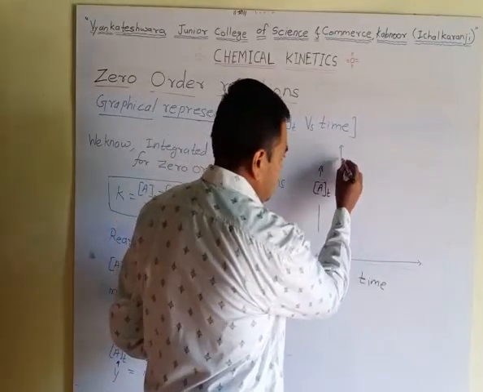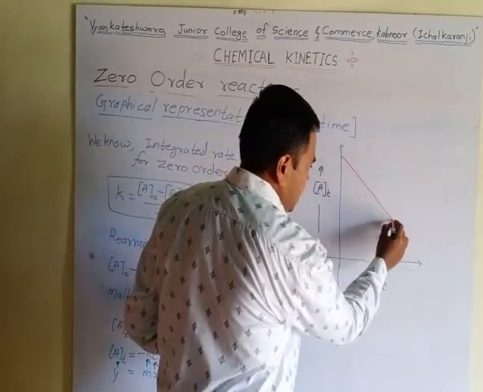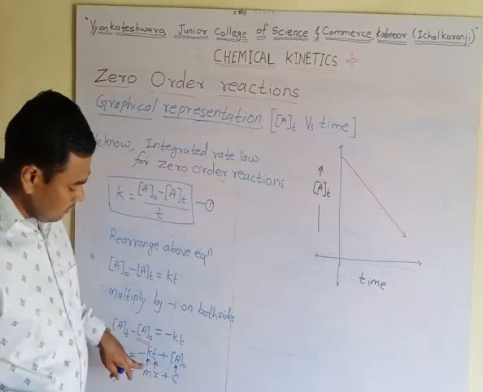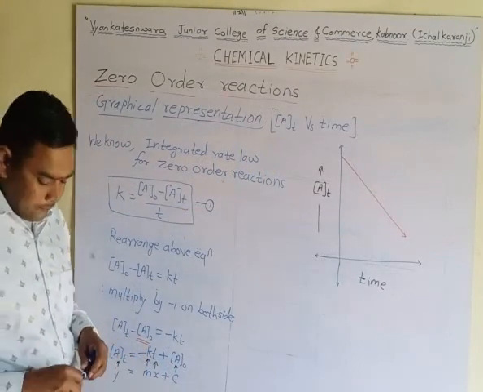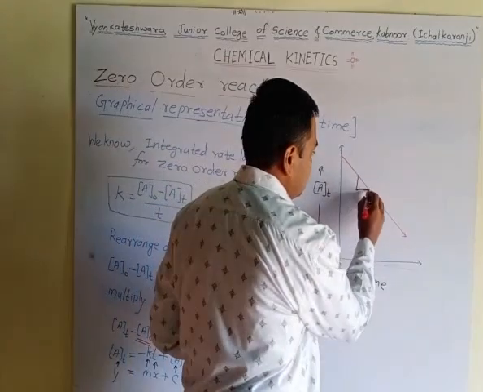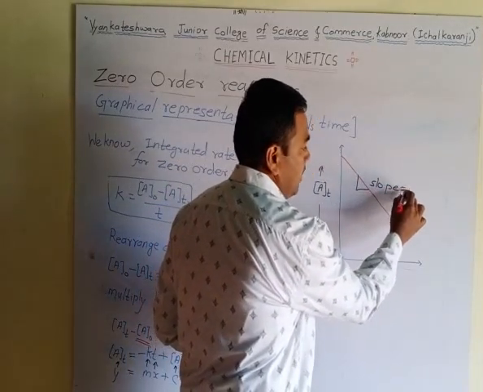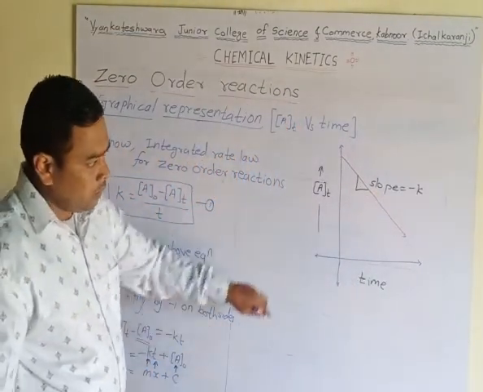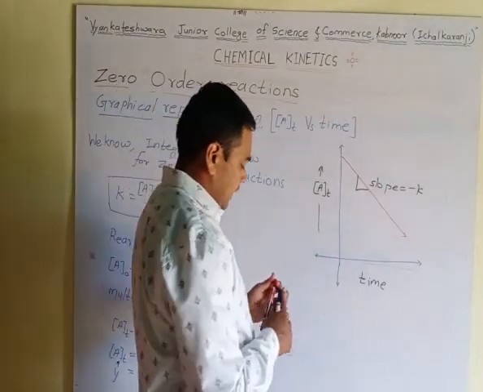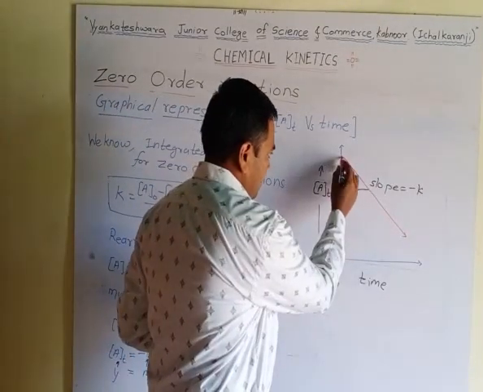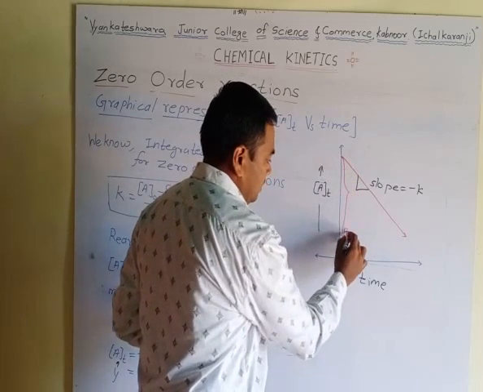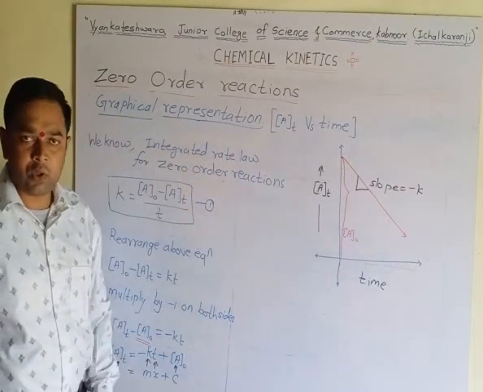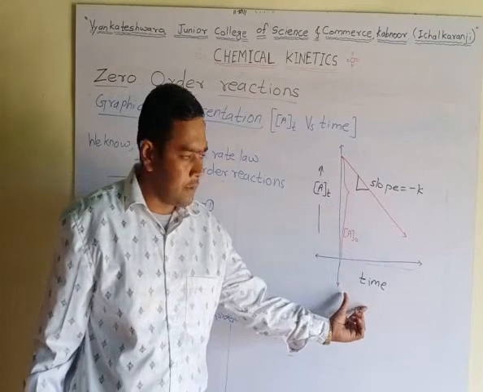Hence, a straight line is obtained by the decrease in concentration with time. The slope of this line is equal to minus k. This is the slope, and c is a constant. This is the intercept on the y-axis, and this intercept is A0. This is the nature of the graphical representation for the zero order reaction between concentration At versus time.